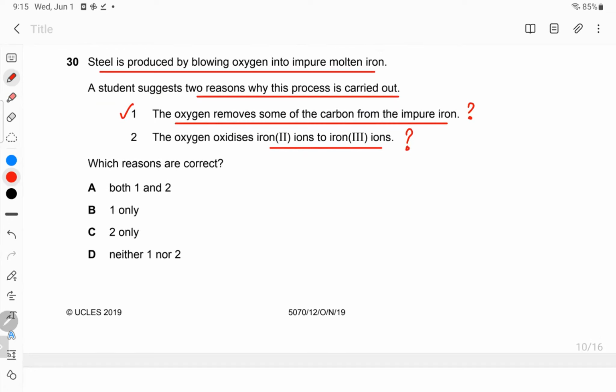Yes. No. See, we are just purifying the molten iron. We are just making it purer by removing the carbon as carbon dioxide. So in this case, to convert iron 2 into iron 3, we need not only oxygen but water as well. But we are just blowing the oxygen. So in that case, this goes wrong. So we have a correct answer, that is B, that one only is the correct one. Is this clear to everyone?